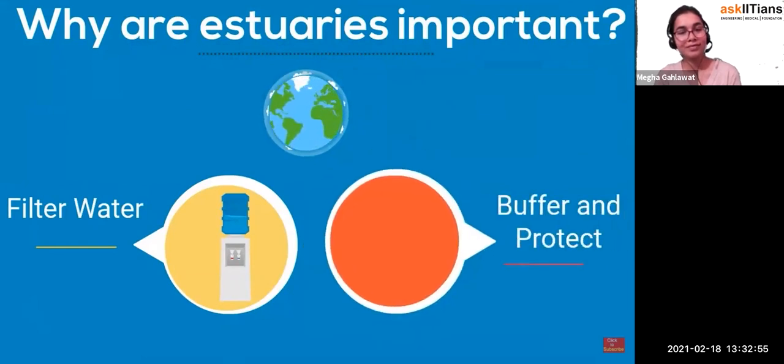Estuaries are also important because they buffer the ocean and the land, and they can help decrease the effects of flooding and storm surges.